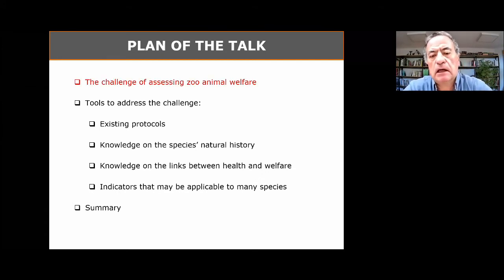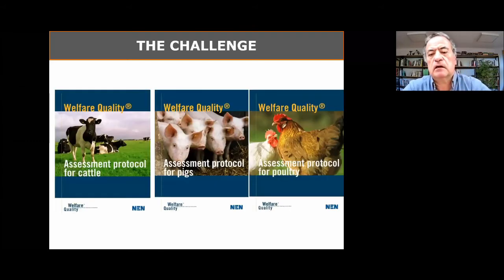Okay, so let's get started with the introduction, which, as I said, is meant to reflect briefly on the magnitude of the challenge we face. And let me start showing you this slide. Probably many of you are familiar with the Welfare Quality protocols. They were developed to assess the welfare of domestic cattle, domestic pigs, and domestic chickens. Now, the reason I am showing you these protocols to start my talk is because I think they illustrate very well the magnitude of that challenge.